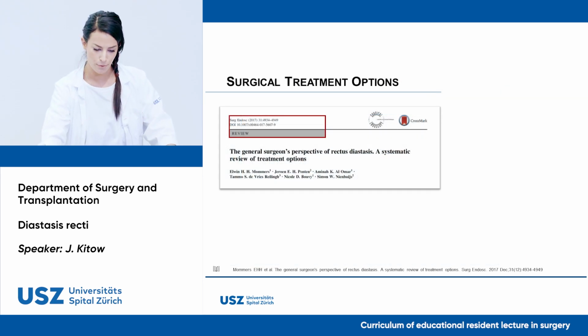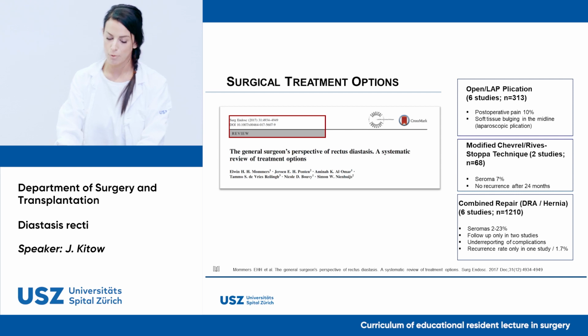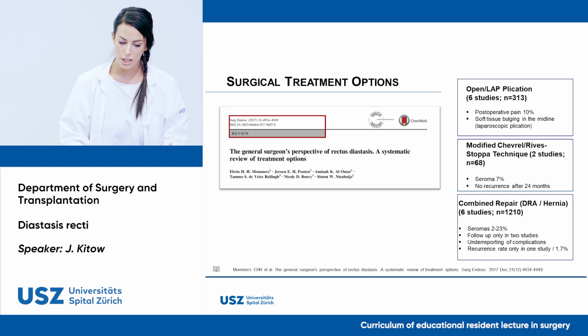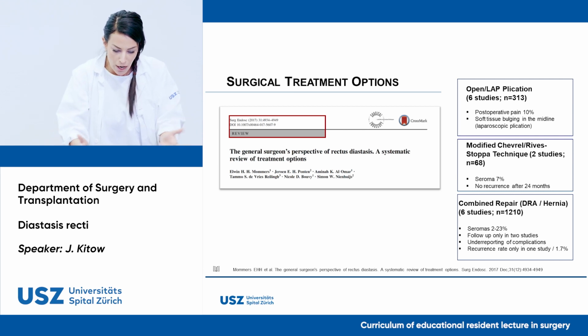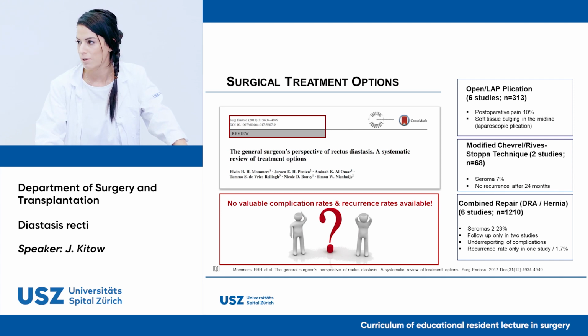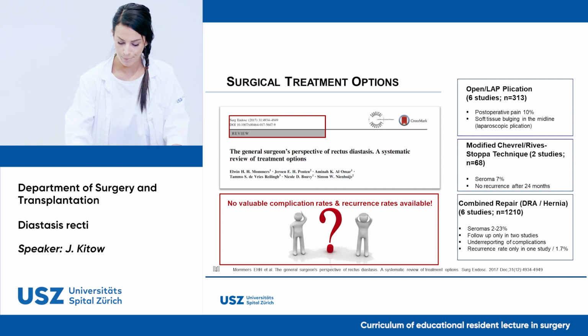In this review from 2017, 20 articles were included, and they compared different repair techniques to each other. What you see here is they compared open to laparoscopic plication, as well as the modified reverse abdominoplasty technique, as well as combined repair mechanisms. What was found is that there are no valuable complication rates or recurrence rates available. So we can't say this technique is better than the other at the moment.